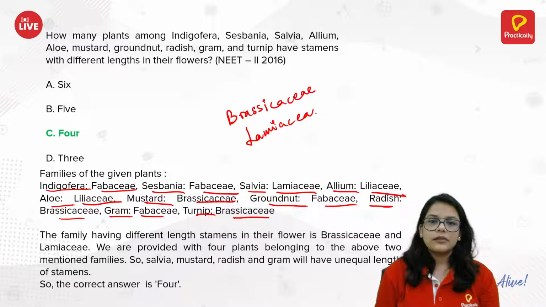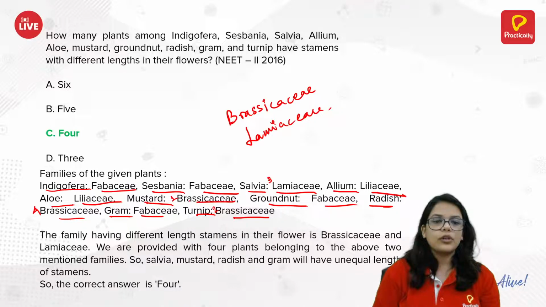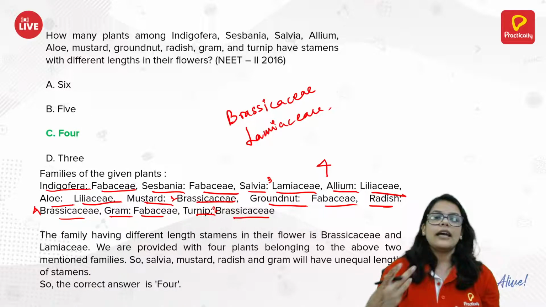Let's see how many are Brassicaceae. See, 1, 2. Lamiaceae is 3, and here also one Brassicaceae is there, 4. So there are basically 4 plants among all of these which have stamens with different lengths in their flowers. So the answer is 4.